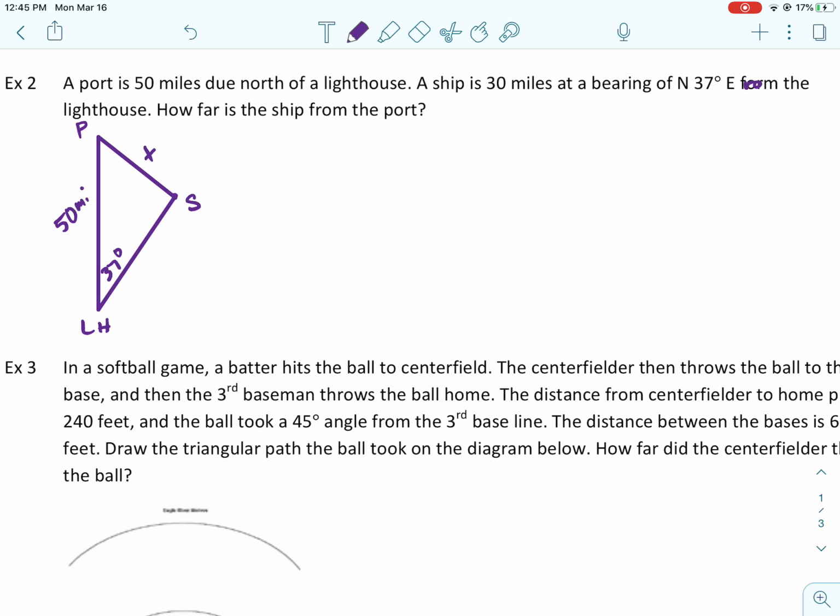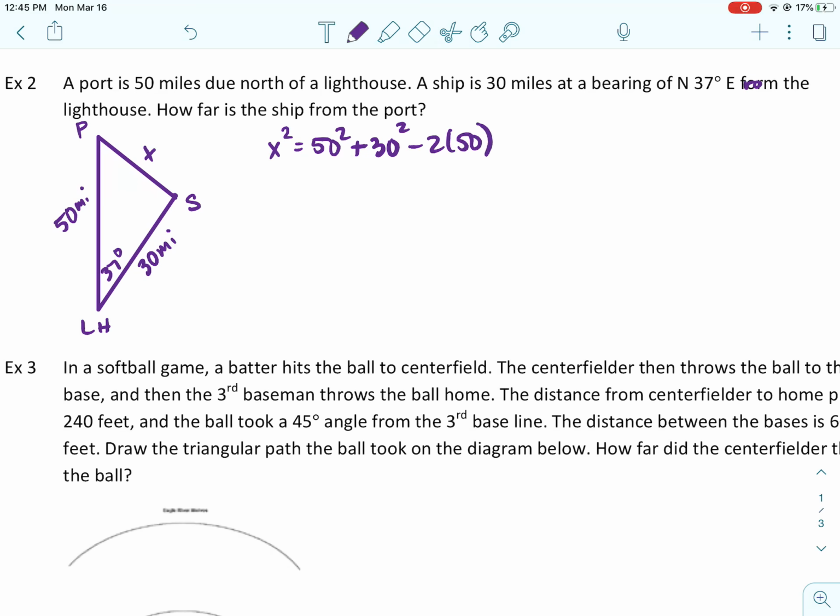And then the question is, how far is the ship from the port? So this is what we're looking for. So I'm going to call that distance x. There's one more thing we know. Oh, this is 30 miles. So we know two sides of the triangle and the angle between. So that's 100% law of cosines.